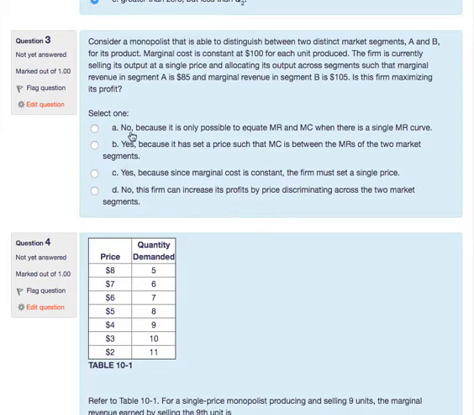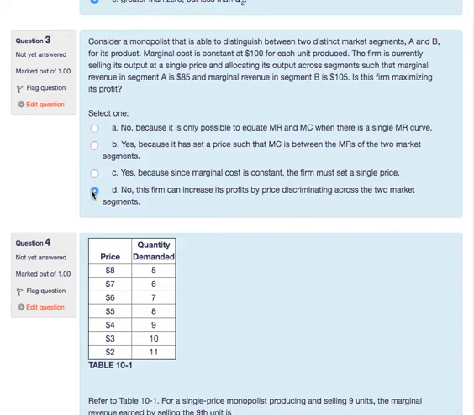Yes is not the right answer. It has to be no, because it's only possible to equate MR equal to MC when there is a single MR curve. That is false. We're not talking about a single MR curve ever. No, this firm can increase its profits by price discriminating across the two market segments. This is what we're looking for.